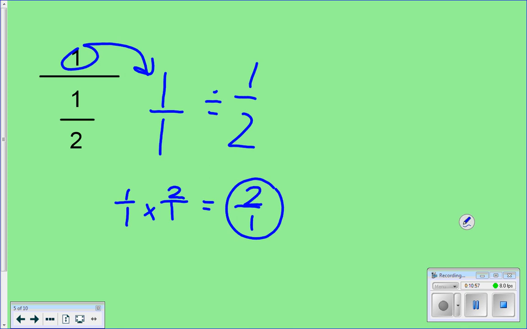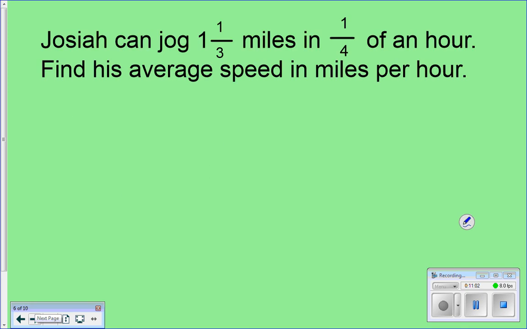Do I still need this sheet yet, or this page? Okay, so here is an example of a story problem you might see. Josiah can jog 1 1/3 miles in 1/4 of an hour. Find his average speed in miles per hour. So, it's a little difficult, I know, but you're going to see something like this in your homework today. Yeah, you can write it down if you want. Are you guys going to write it? Because if you're going to write it, I'm going to stop talking until you're done, because I want to make sure you see it.